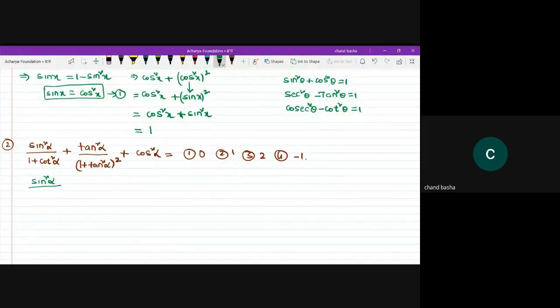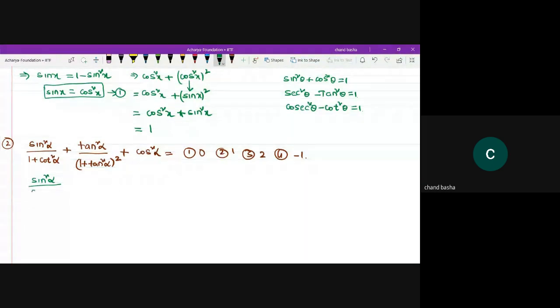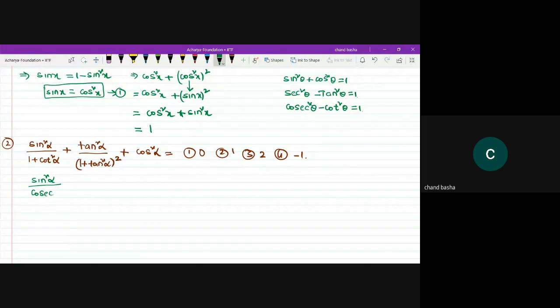So I can get 1 plus cot square alpha. This cot square will be on the right hand side. It is cosec square alpha plus tan square we can keep as it is, and 1 plus tan square means this tan square will be on the right hand side. It is sec square alpha whole square plus cos square alpha.